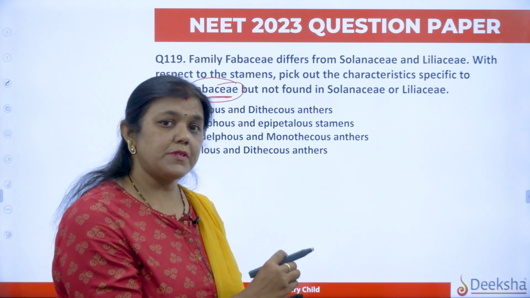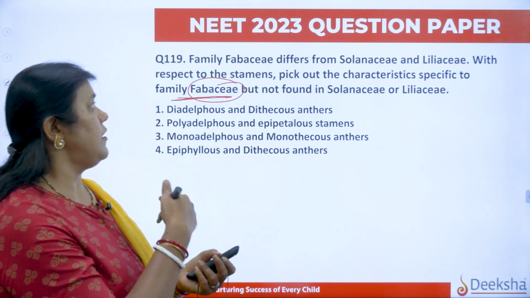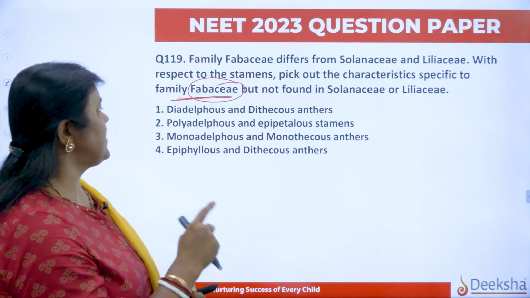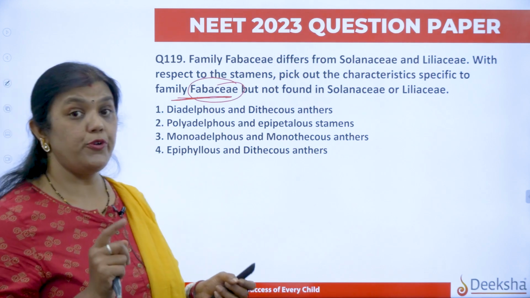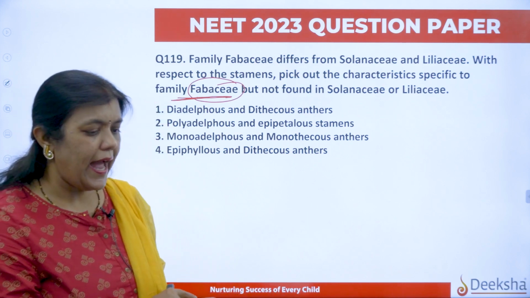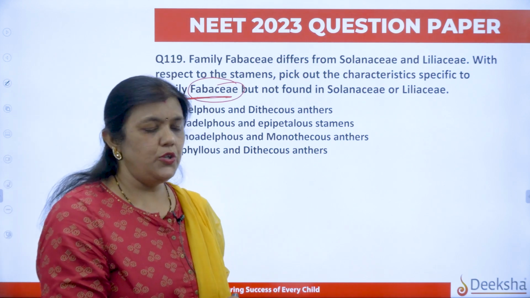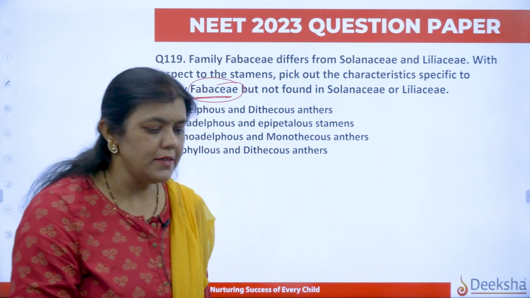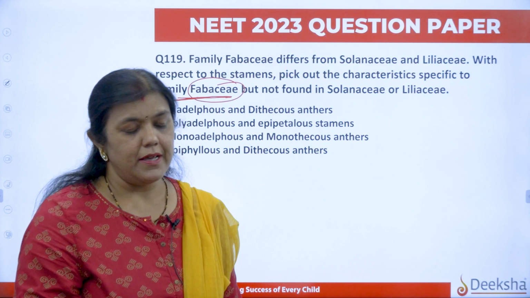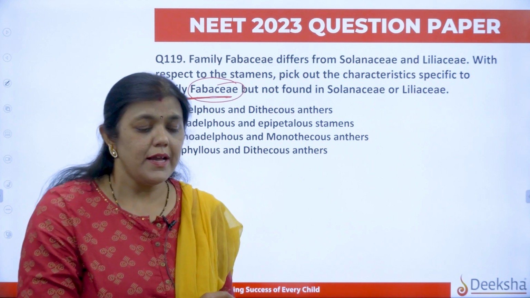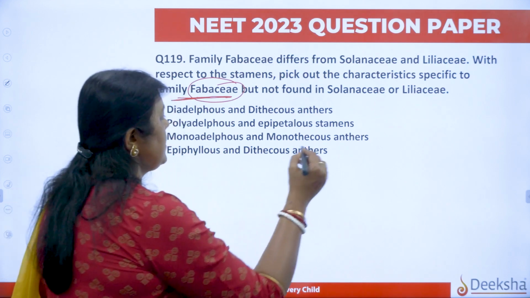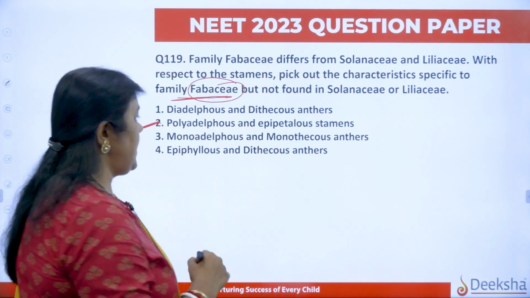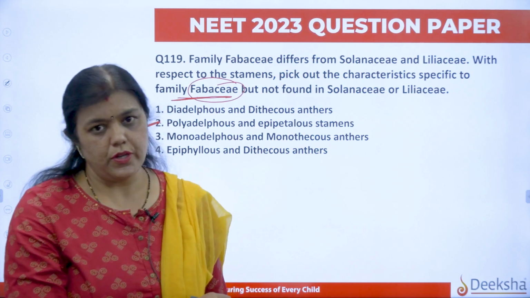All these concepts are given with respect to these three families, Fabaceae, Solanaceae and Liliaceae. Now what you have to find out is which one is a specific characteristic in Fabaceae but we don't find it in Solanaceae and Liliaceae. Now in Solanaceae you find polydelphous and epipetalous, and the anther over here is diathecous. So here they also have a diathecous anther in this second option I'm talking about, okay? That is with respect to the family Solanaceae.